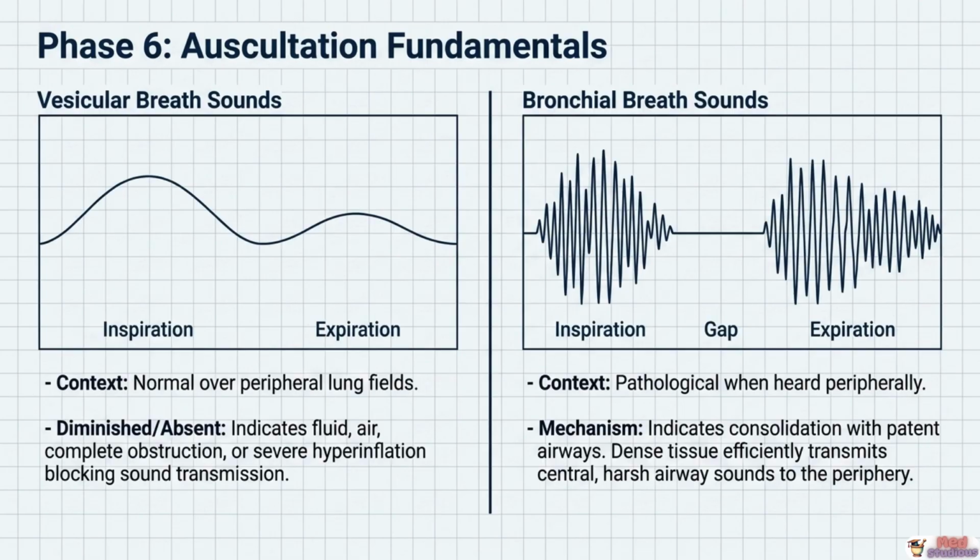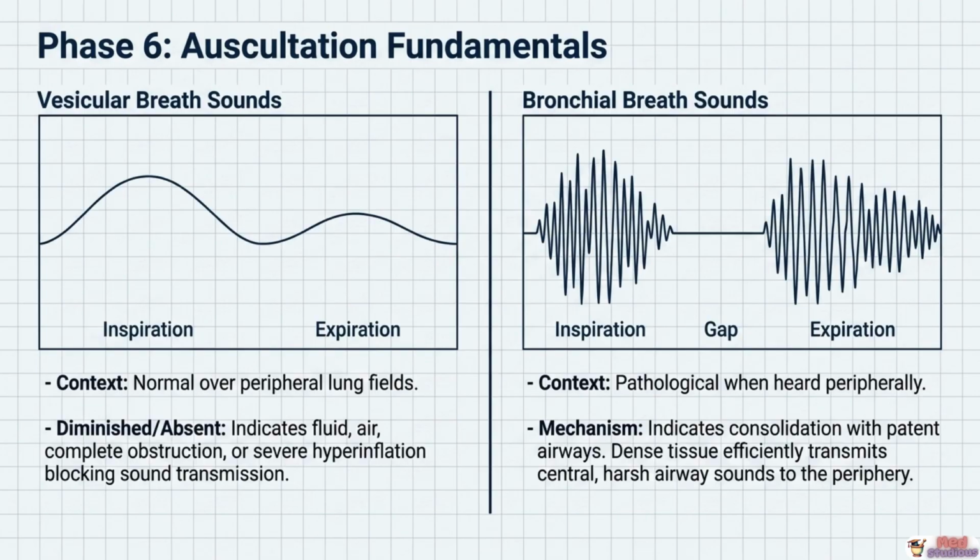Bronchial breath sounds, by contrast, show a sharper waveform with a distinct gap between inspiration and expiration, and an expiratory phase equal to or longer than inspiration. While entirely normal when heard directly over the central airways, bronchial breath sounds become distinctly pathological when heard over the peripheral lung fields, where their presence strictly indicates consolidation, with patent airways still open beneath the diseased tissue.